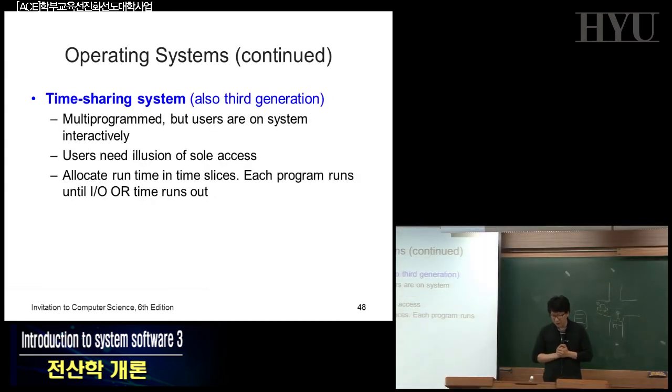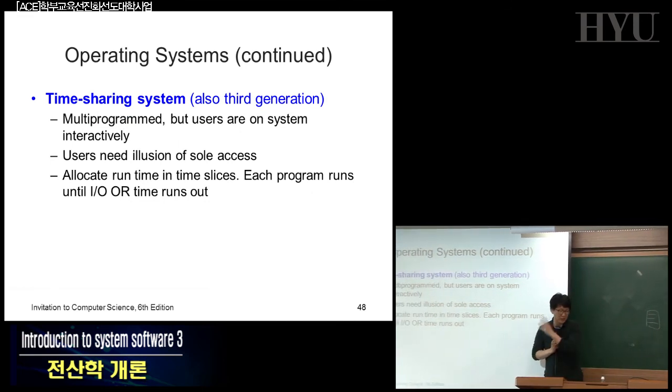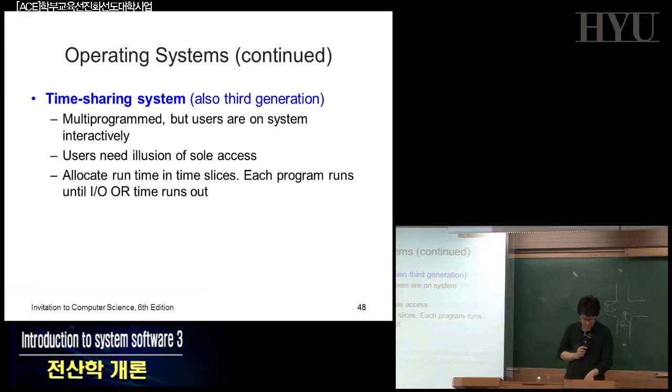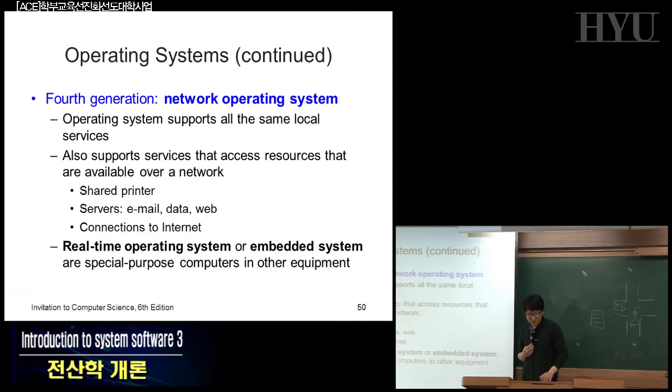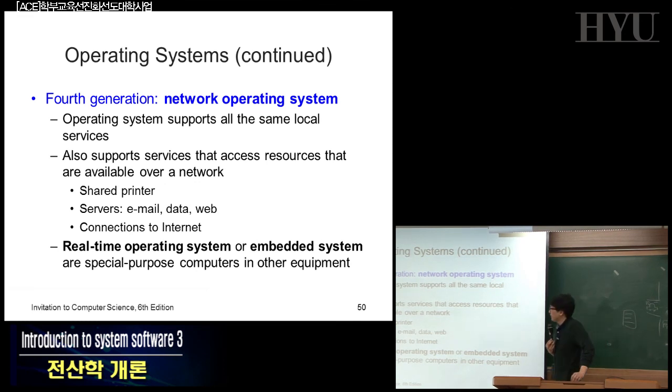Time sharing, also third generation. Multi-programs but used on the system interactively. Switching, time slicing, that's what I meant. It's okay. Network operating system. The operating system supports all the same local services, plus services that access the resources that are available on the network, blah, blah, blah. 뭐 이상한 거 많죠?